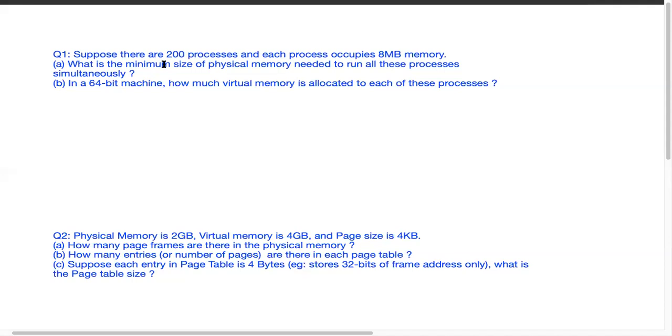Now suppose there are 200 processes and each process occupies 8 MB memory, right? Then what is the minimum size of physical memory needed to run all these processes simultaneously? That means loading all 200 processes. Then if it's a 64-bit machine, how much virtual memory is allocated to each of these processes?